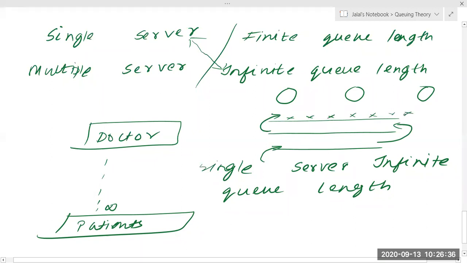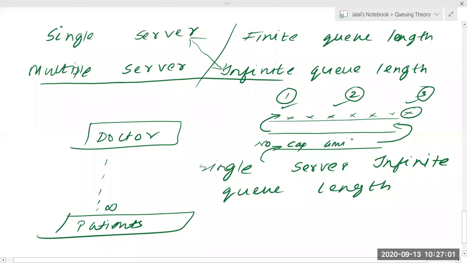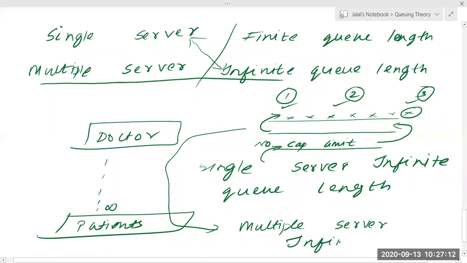Now suppose there are three servers. Once any one of these persons is free, the customer will move either to one, either to two, or either to three, correct? This kind of system will be called multiple server infinite queue length. Suppose there is no cap limit again. Then this system will be called multiple server infinite queue length.